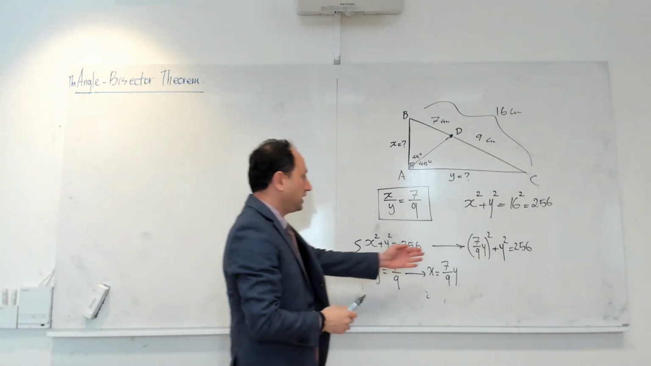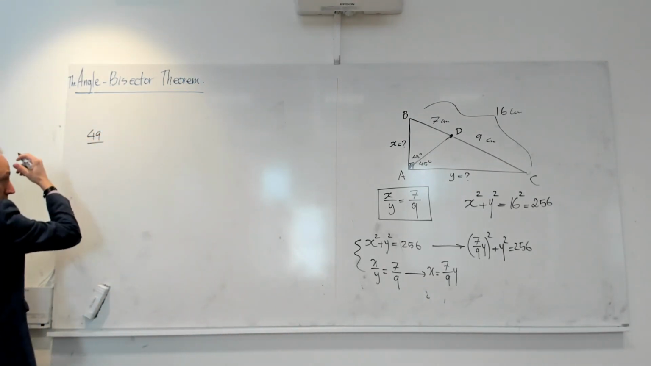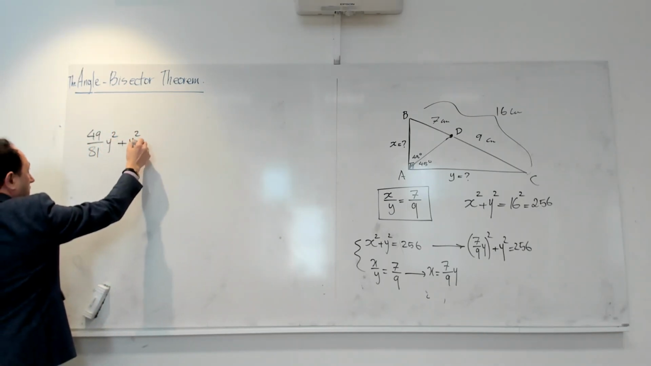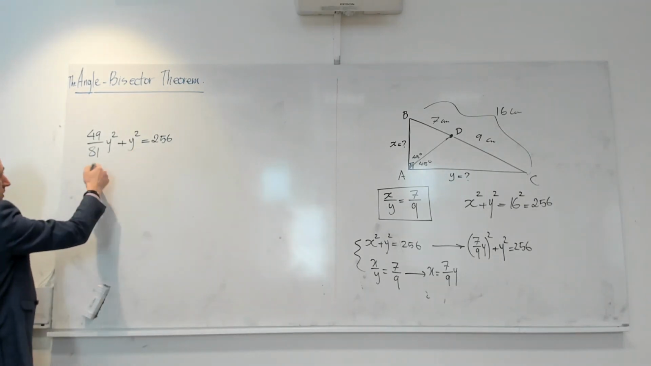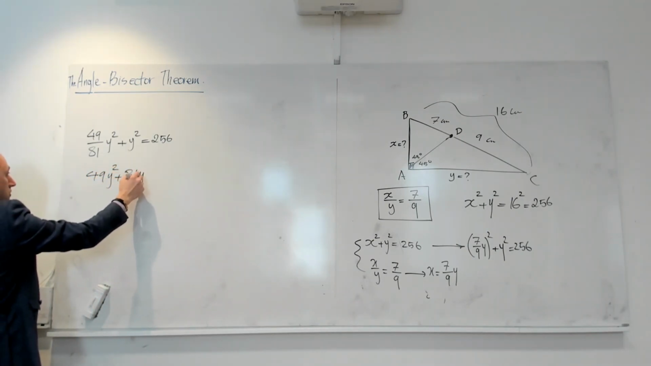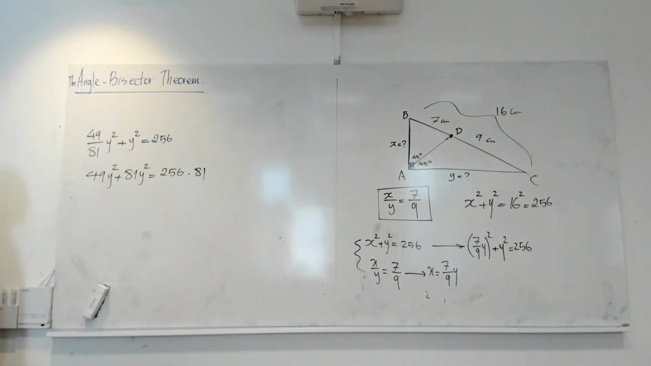So I raise this one to power 2, which is 49 over 81 y squared plus another y squared is equal to 256. At the end I think I have to multiply, but I try to avoid it. So let's see. If I multiply by 81, because I want to get rid of the fraction, this becomes 49y squared plus 81y squared. For the time being, 256 times 81. So let us keep it like this. And then at the end we can put this in the calculator if we need.